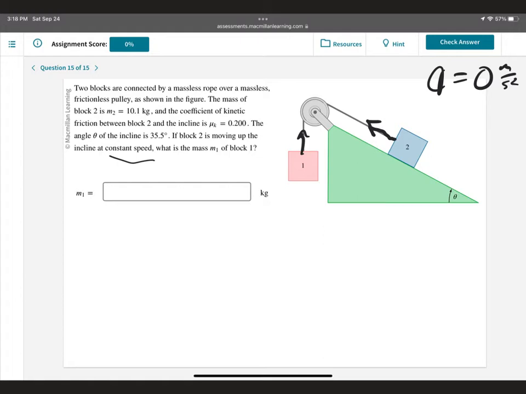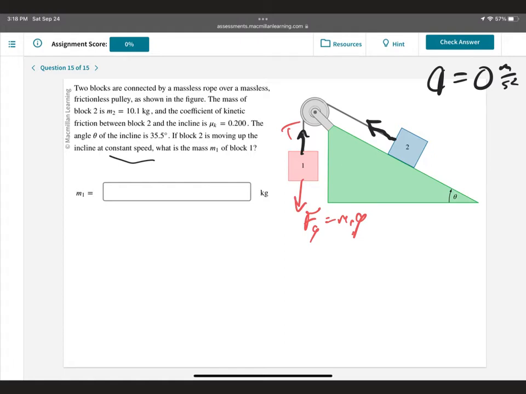For box number 1, we have the force of gravity, which is going to equal mass 1 times g. And then you have the tension force acting up. For box number 2, we have more forces than that. More than just the two forces.